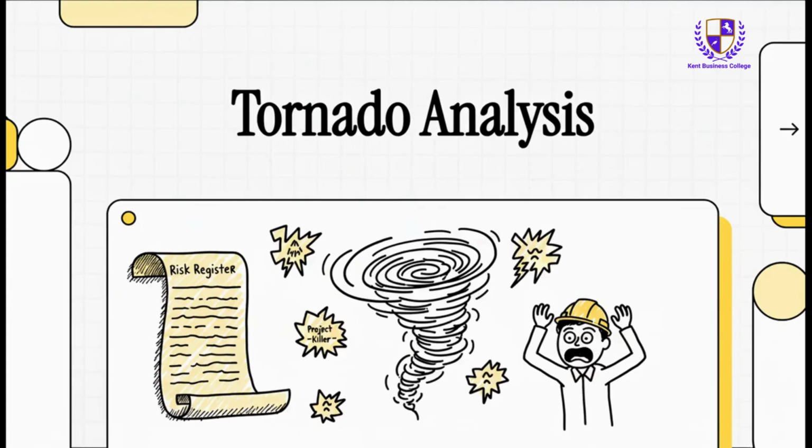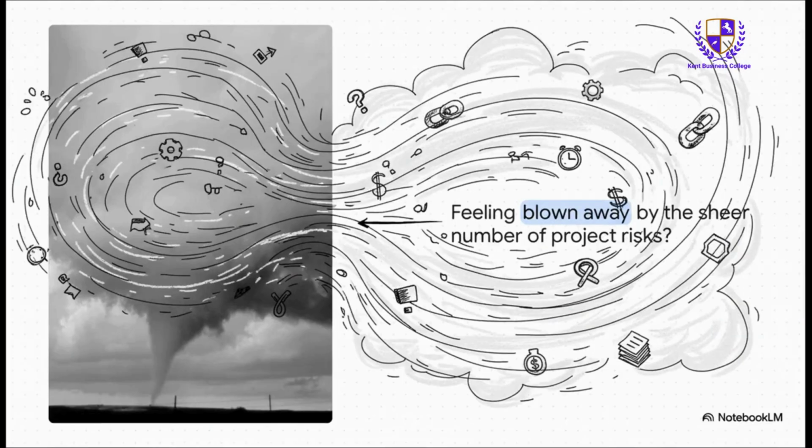Okay, so if you're a project manager, you know this feeling, right? You're staring at a risk register that's a mile long, and every single item on there is screaming, I'm a project killer. It is completely and utterly overwhelming. It's like you're standing in the path of a storm. You've got 100 different things threatening to blow your project completely off course. I mean, the sheer volume of what could go wrong. It's the kind of stuff that keeps you staring at the ceiling at 3 a.m.